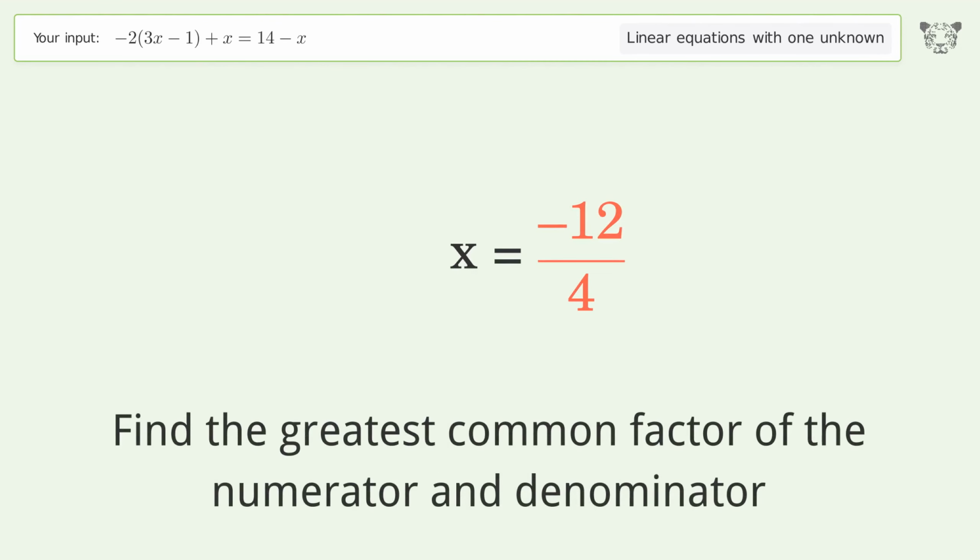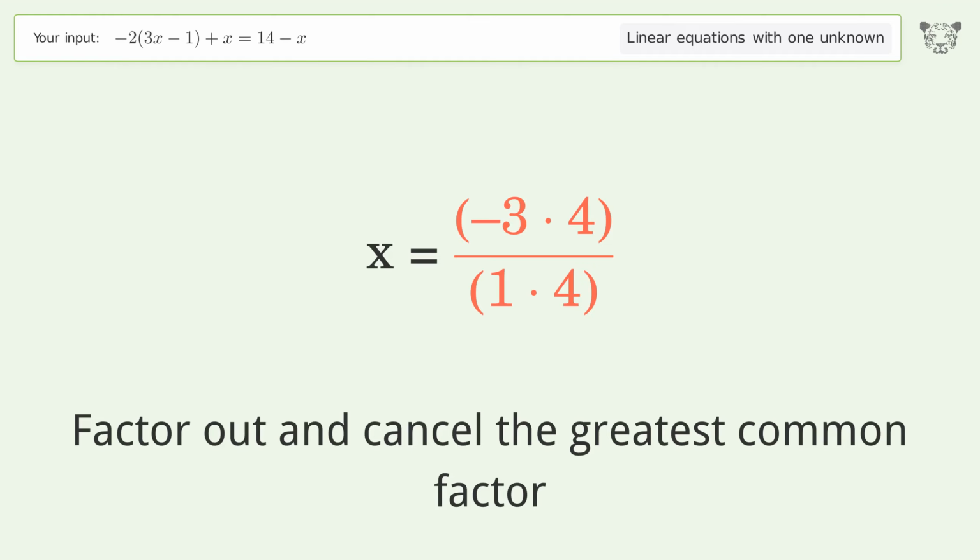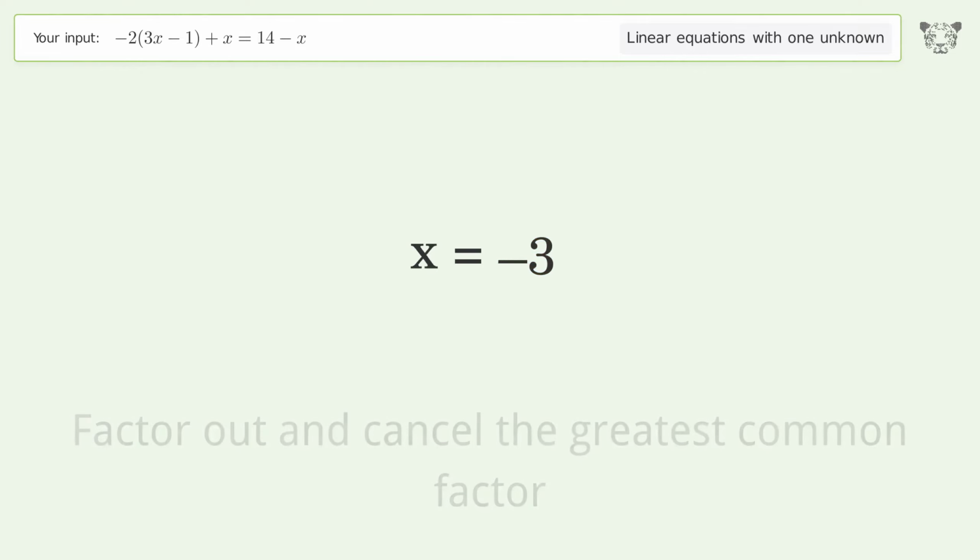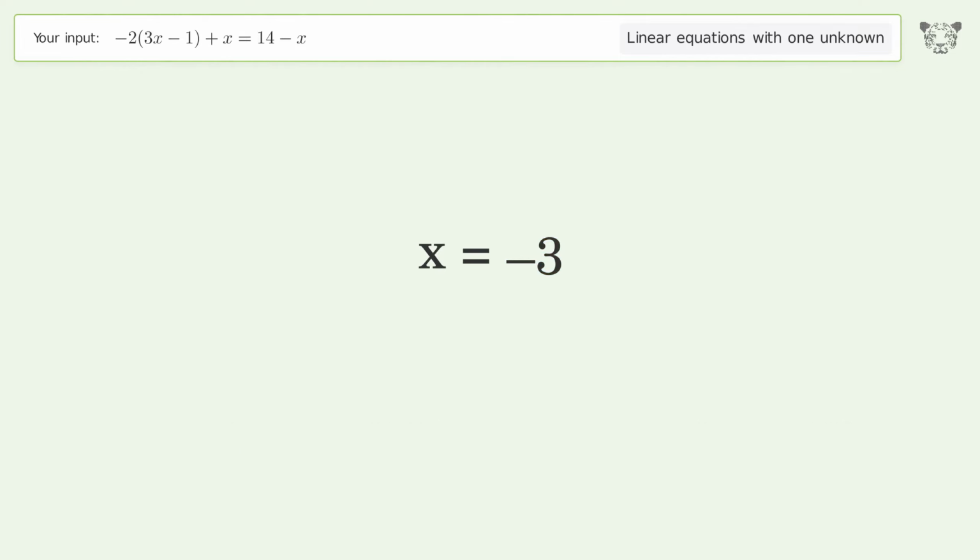Find the greatest common factor of the numerator and denominator. Factor out and cancel the greatest common factor. And so the final result is x equals negative 3.